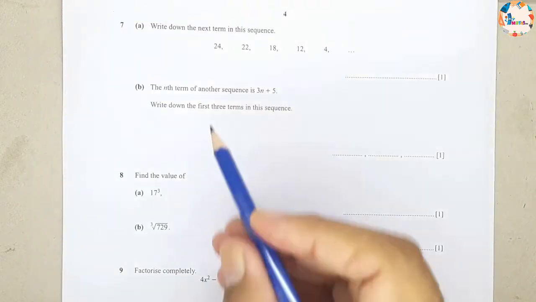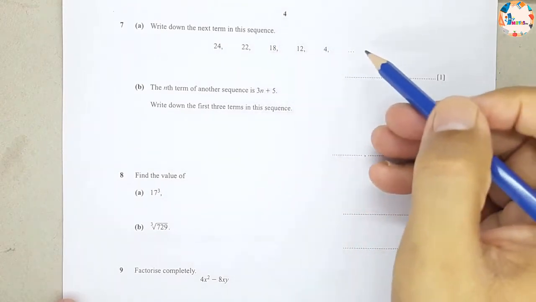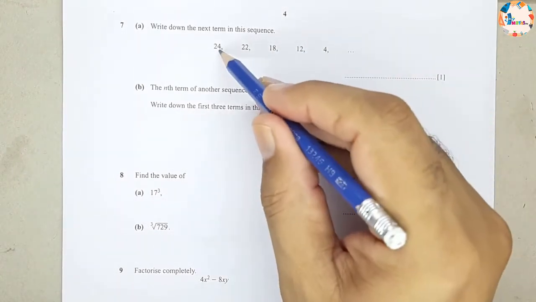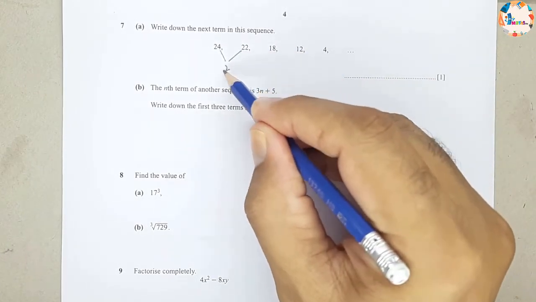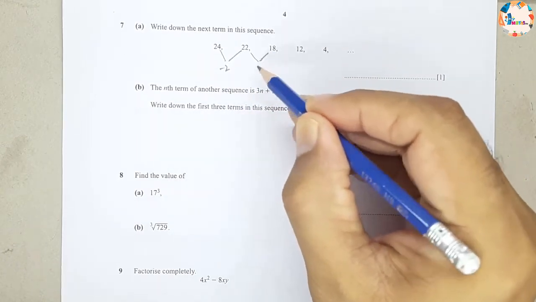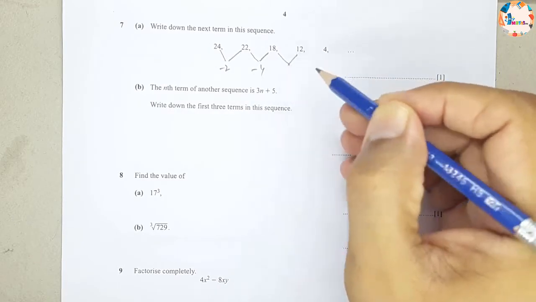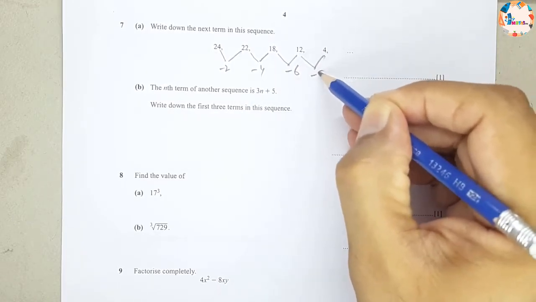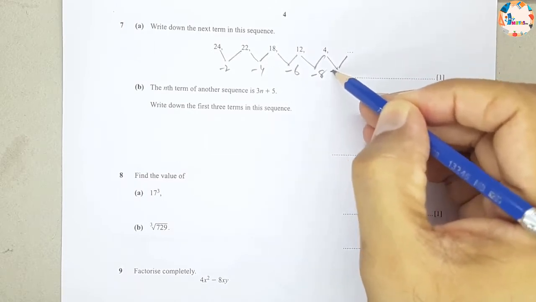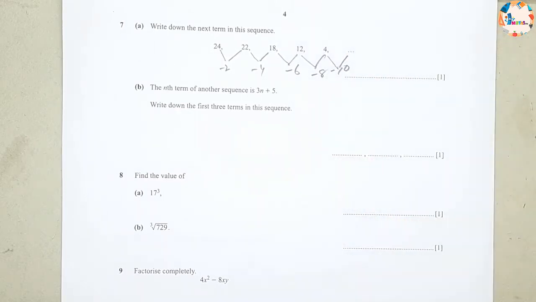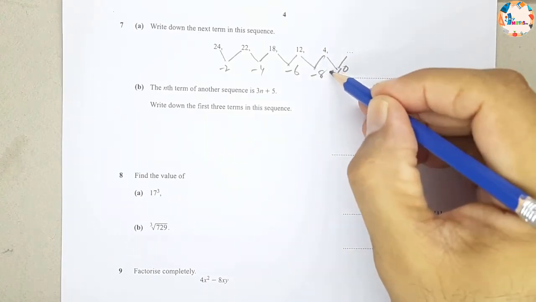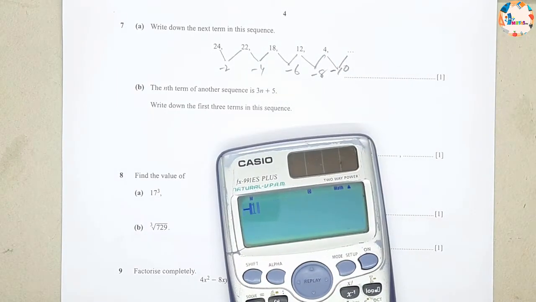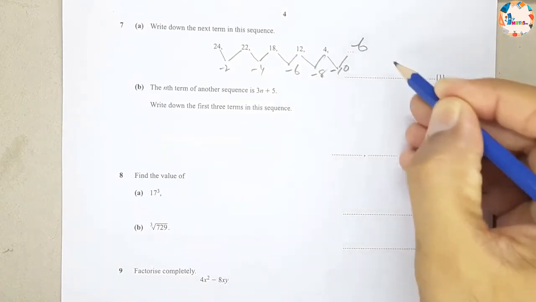Question number 7, write down the next term in this sequence. So if we check, there's a difference of 2, minus 2, right? And this will be minus 4, then this will be minus 6, this will be minus 8, then next will be minus 10. So the next number will be minus 6, because this will be minus 10 plus 4, which is equal to minus 6. So this number will be minus 6.